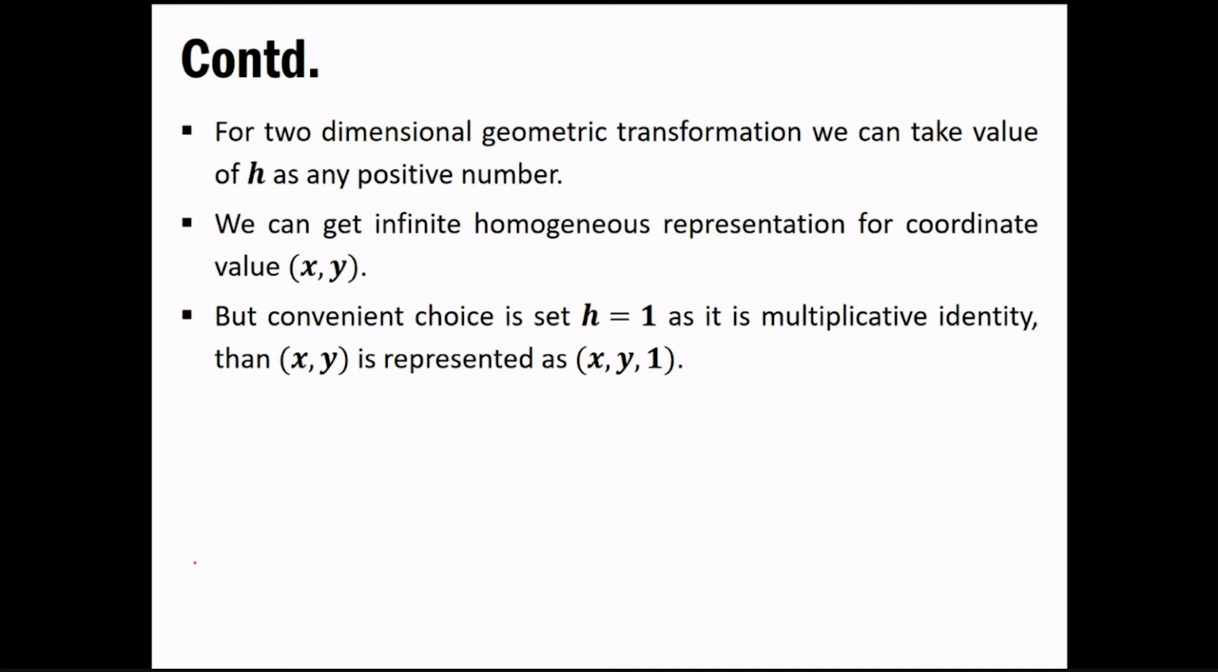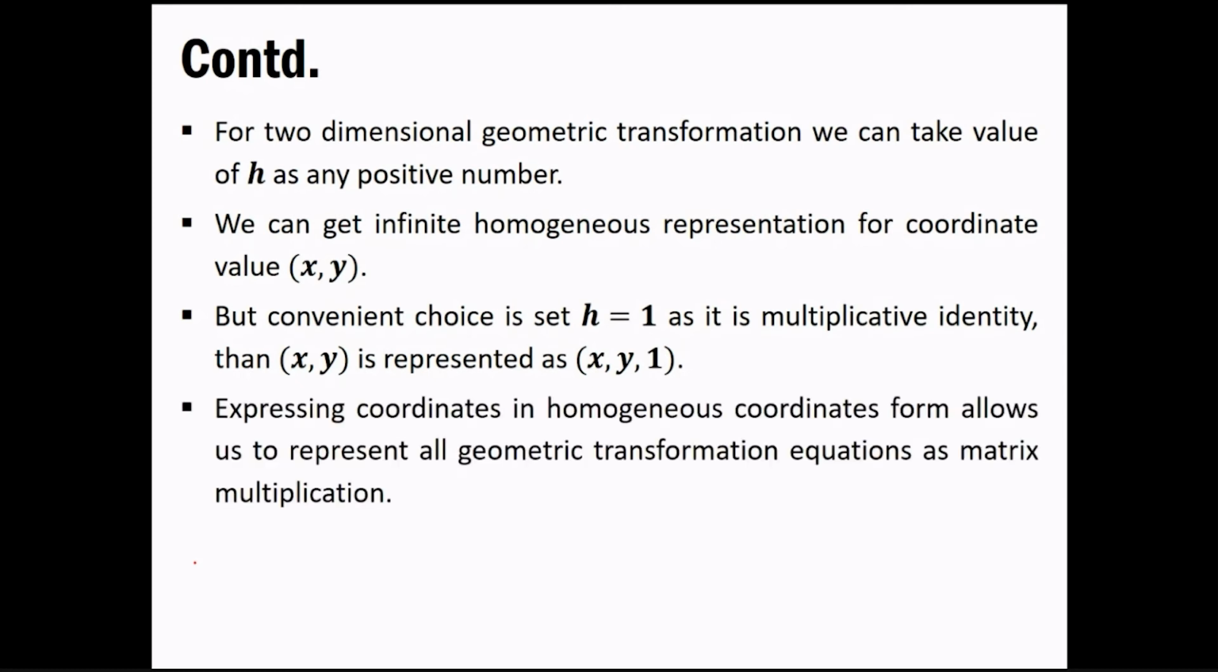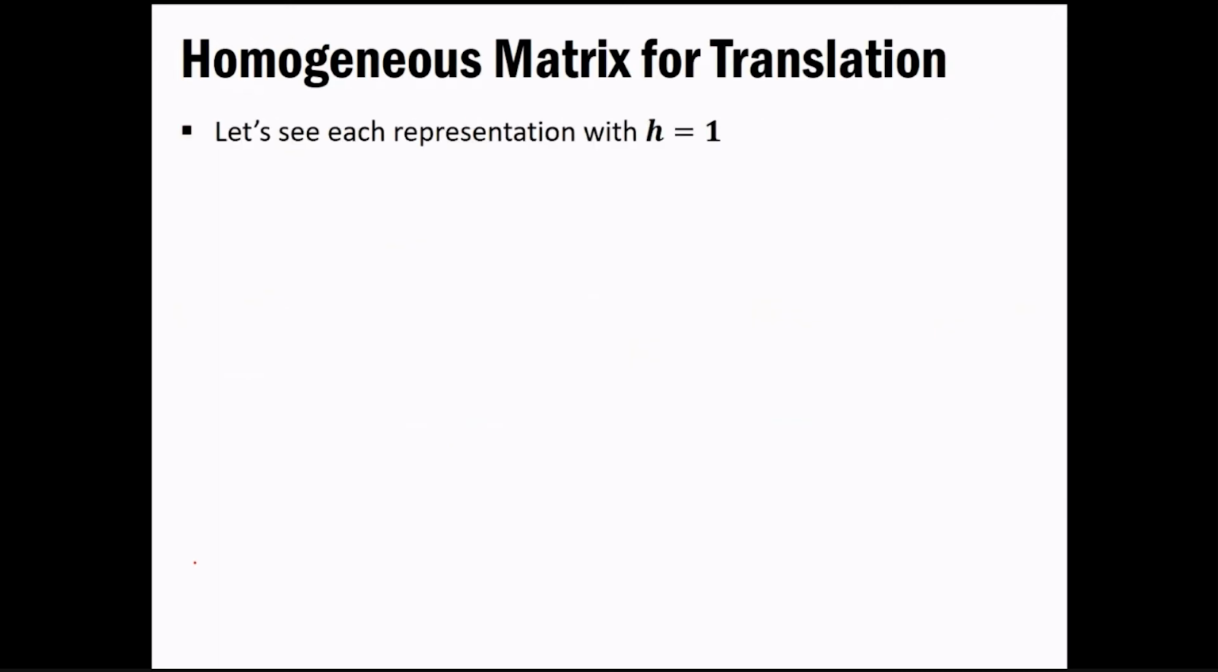So we don't want to change that thing, so then (x, y) is represented as (x, y, 1) if you put the value 1 in the above equation. Now expressing the coordinates in the homogeneous coordinate form allows us to represent all the geometric transformation equations as matrix multiplication. That is what we want to achieve out of this third thing, that is the homogeneous coordinate. So we'll put it in the translation.